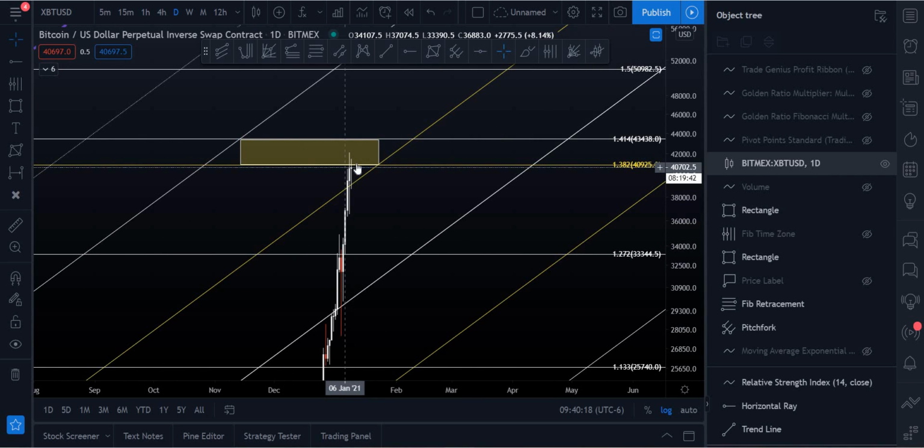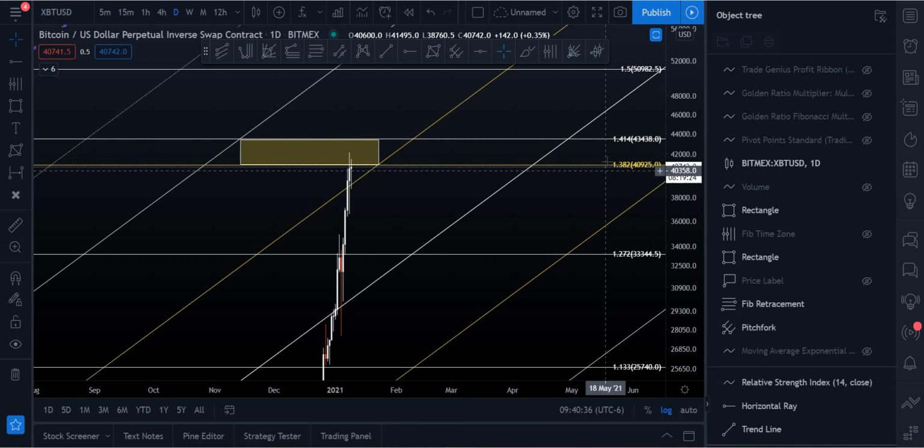You can see that we still have not formally closed over this 1.382 at 40,925. So that's the level I want to see regained. I think if we regain 40,925, can get back above it, I do think we'll eventually make our way to this 1.414 here at 43,438.